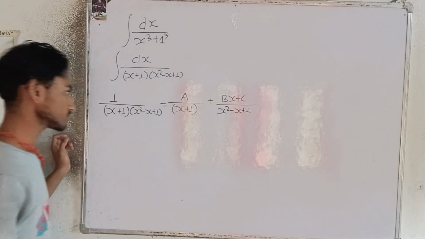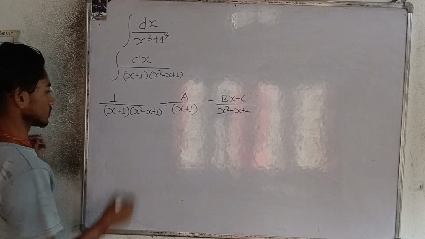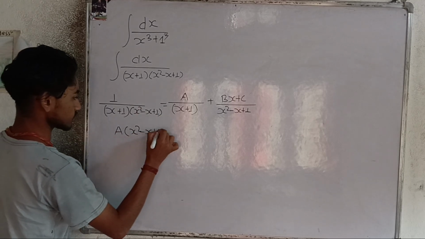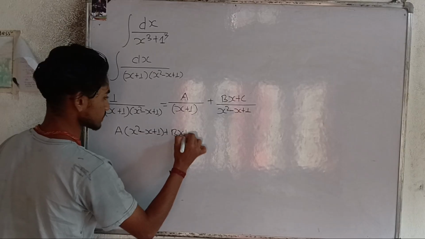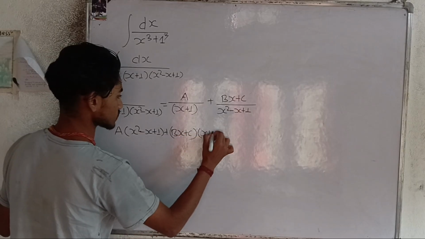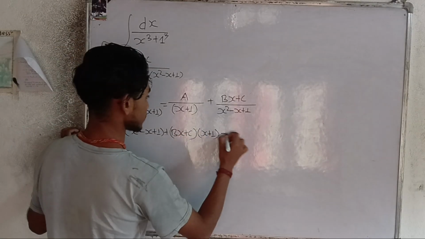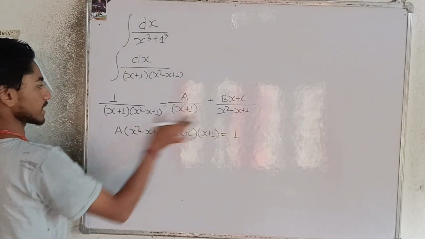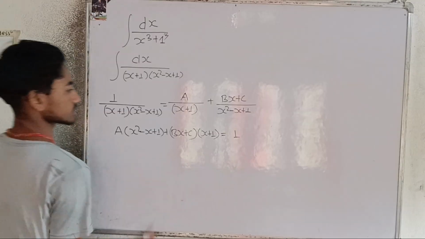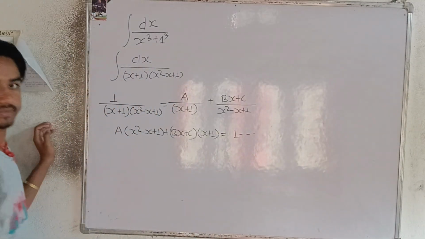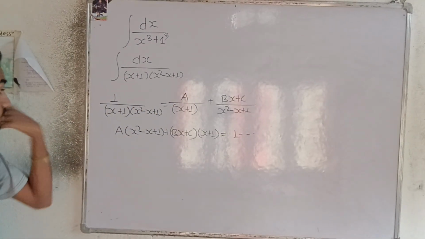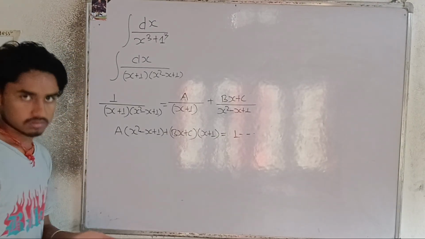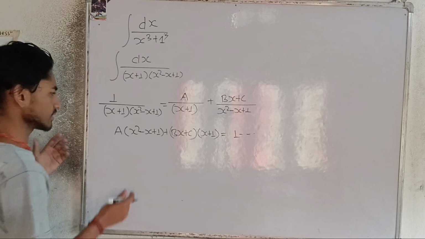plus 1. Okay, right. So now if we take the LCM of this, we get a times x square minus x plus 1 plus bx plus c times x plus 1, and we got 1 here, because if you take the LCM the bottom part will cancel out and we just end up getting this. So this would be the case. Okay, so from here, in order to evaluate the values of the constants a, b and c, we have to use some data, or simply some numbers.